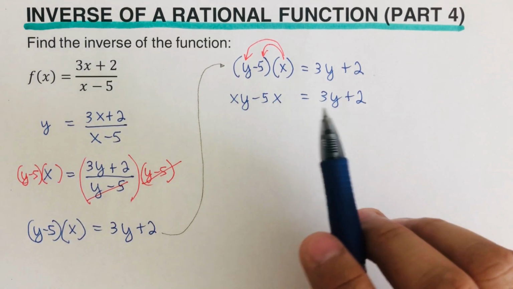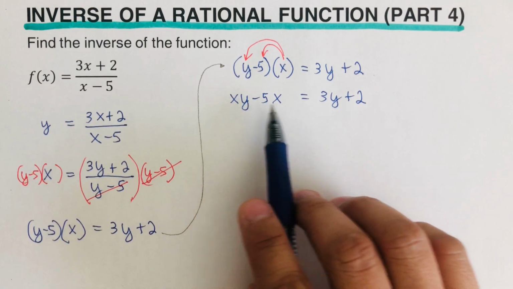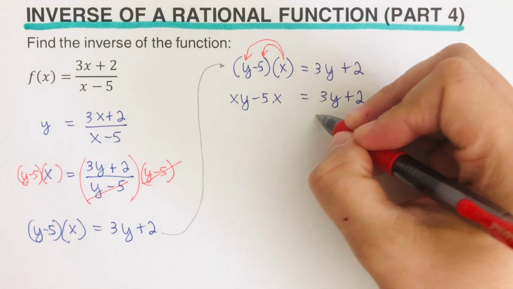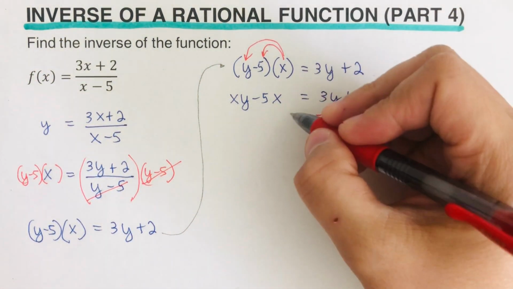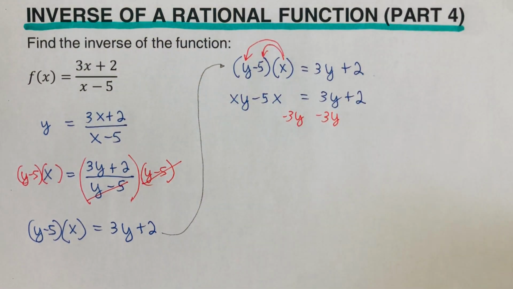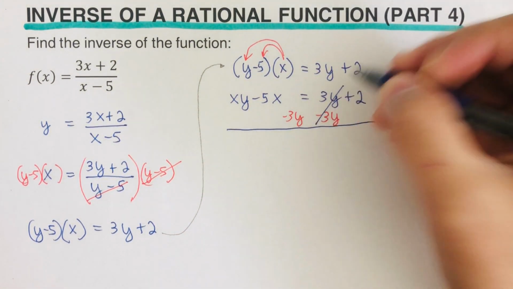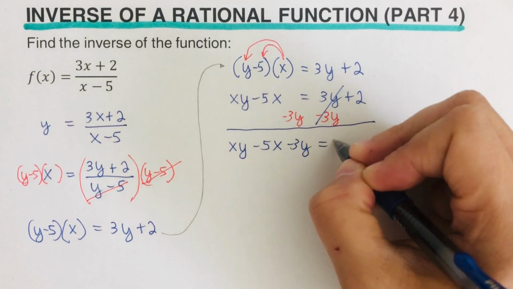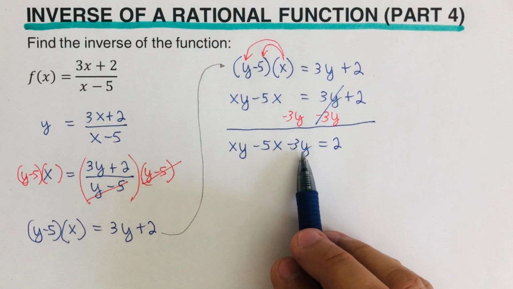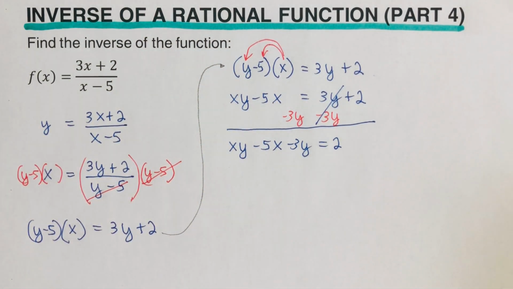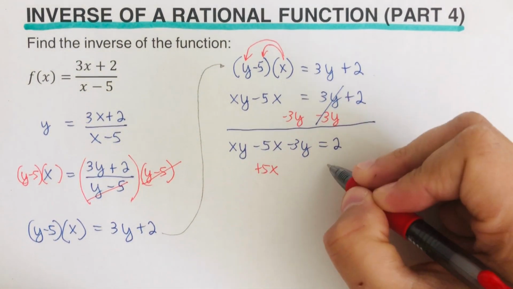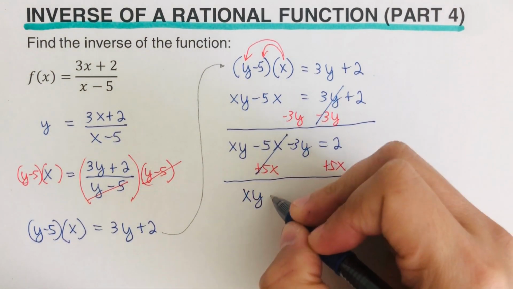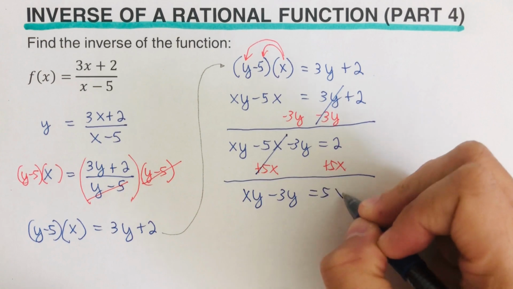We want y by itself on one side of the equation. Since y is located on both sides of the equation, I can go ahead and subtract 3y from both sides so that all of the y's are on the left side. So minus 3y and minus 3y. Then I can go ahead and cross this out. So I'm left with xy minus 5x minus 3y is equal to 2. Again, I want y by itself. That's part of the second step. So then I can go ahead and add 5x to both sides. So that's plus 5x and plus 5x. Then we are left with xy minus 3y is equal to 5x plus 2.